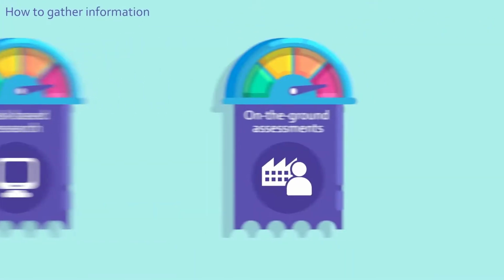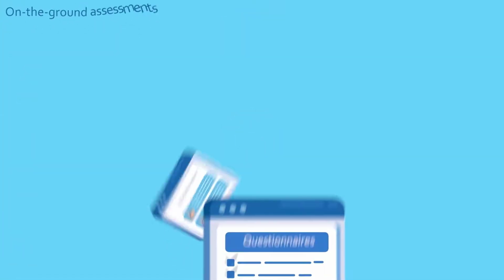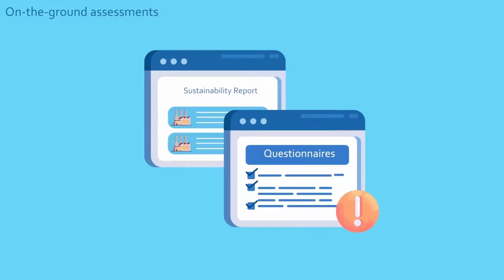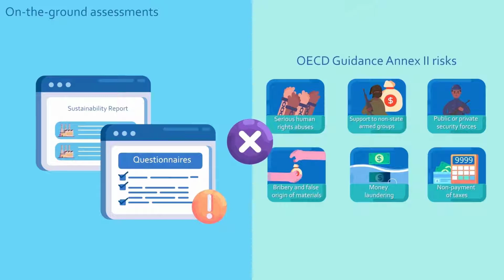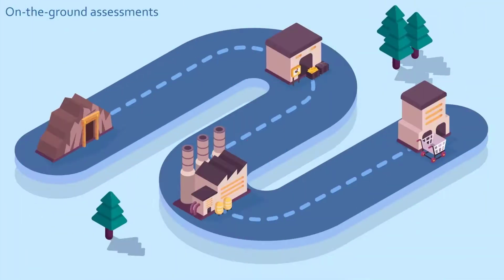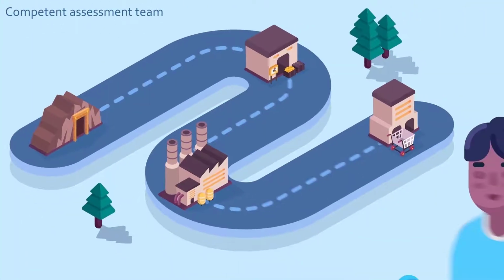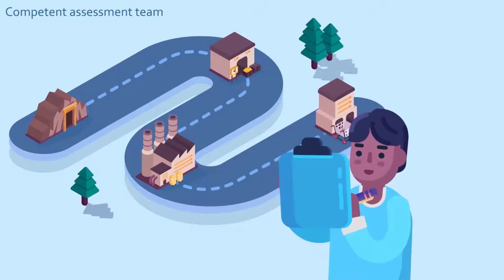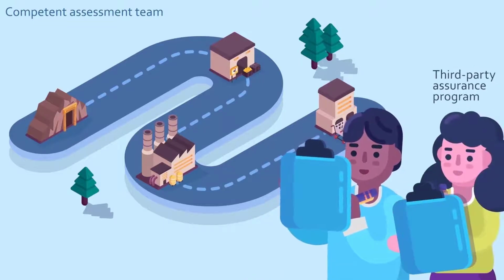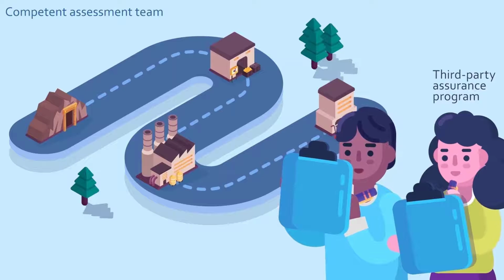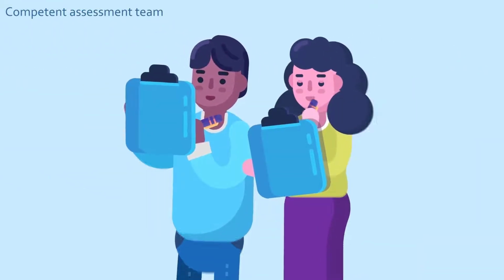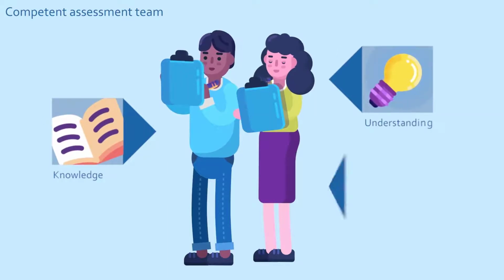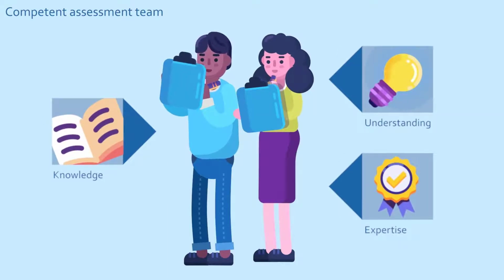Finally, if supplier responses and research don't provide enough credible information to conclude there are no Annex II risks, you'll need to conduct an on-the-ground assessment. You could conduct the assessment by yourself, as part of a group, or through an independent third-party assurance program. Make sure the team is competent to conduct it. They should have the necessary knowledge, understanding, and expertise about the situation.